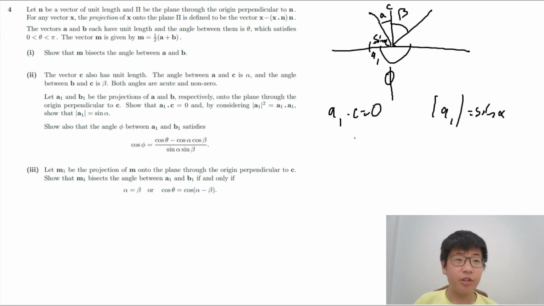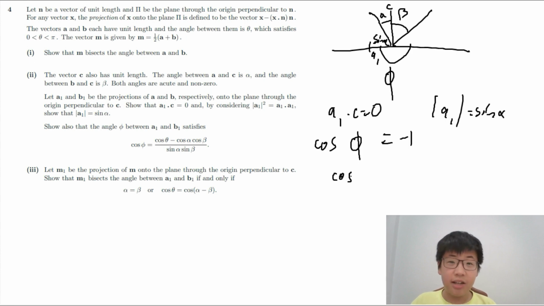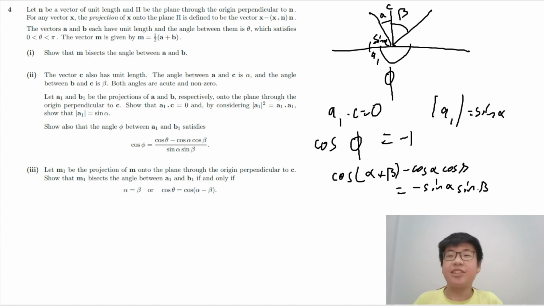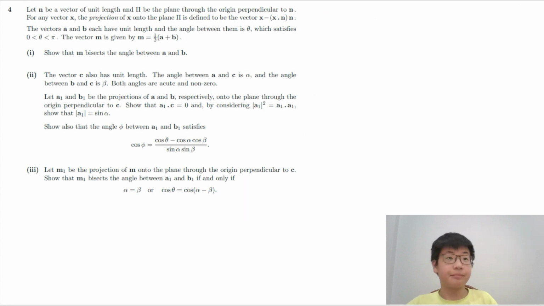So show that the angle phi between A1 and B1 satisfies this. So just for fun, cos phi equals -1. cos(alpha plus beta) minus cos alpha cos beta equals negative sin alpha sin beta, and that sin alpha sin beta is -1, which makes us have proved part 2.